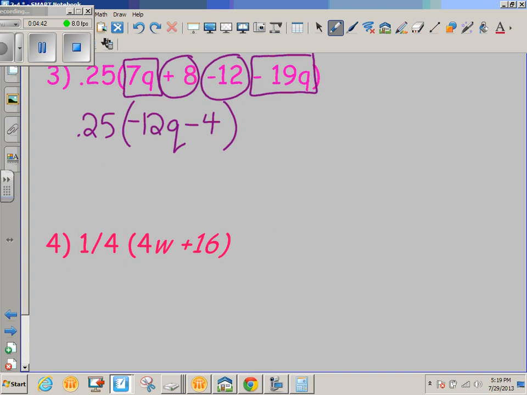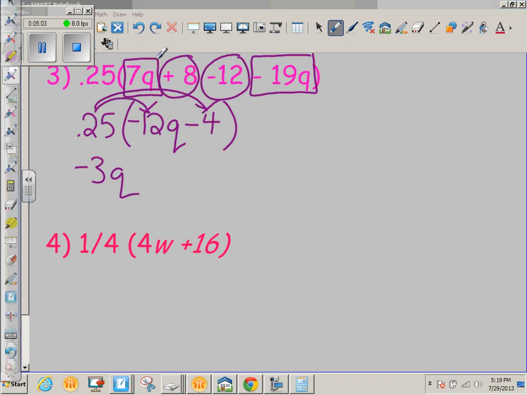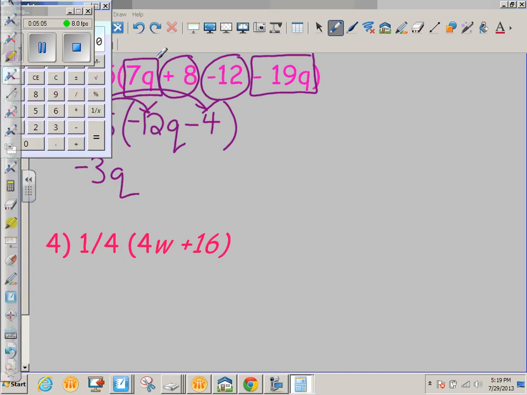Now it's time to go ahead and distribute the 0.25. So I can think of that kind of like a quarter, like 0.25, that's 1/4. So 1/4 of 12 is 3. I know a positive times a negative is going to give me a negative 3q. Of course, you can feel free to use your calculator. Let me see if my calculator will pull up and I will punch that in for you.